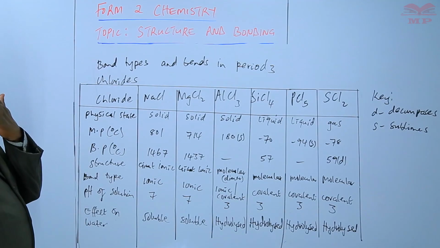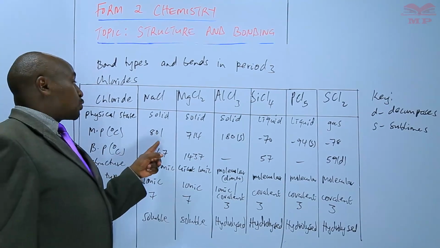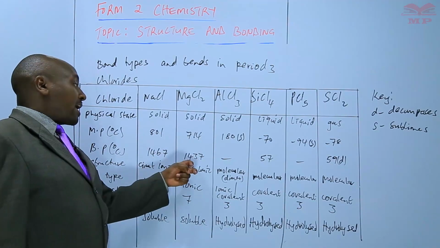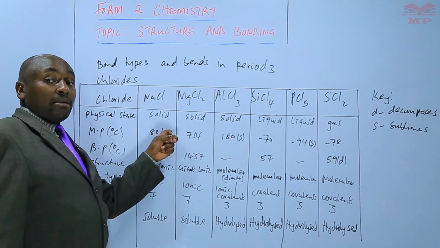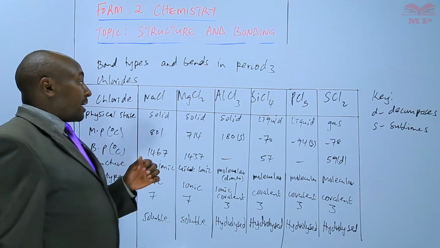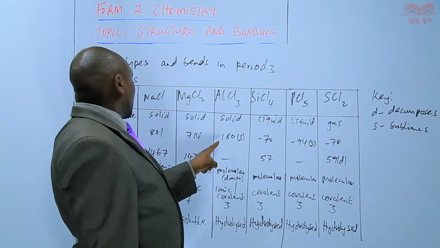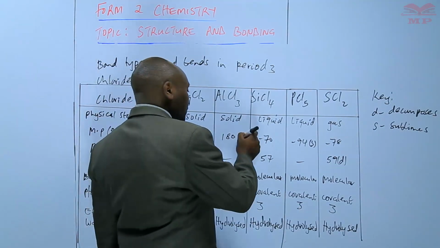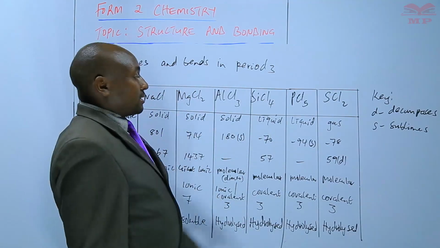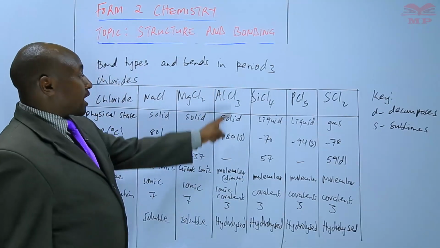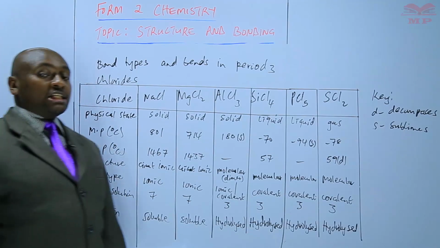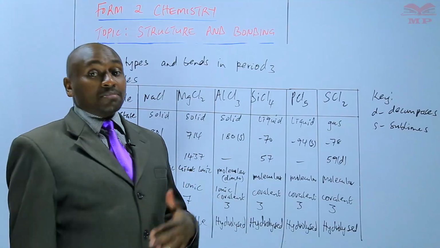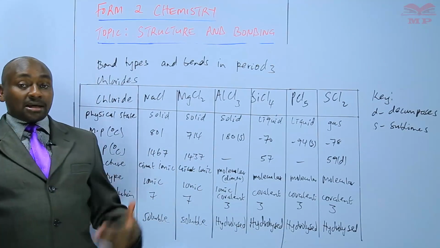In terms of the melting point, the first two, that is sodium and magnesium, their melting point and boiling point is high because of the strong ionic bonds. For aluminium chloride, the melting point is 180, at which it sublimes, hence the letter S. So we are saying that aluminium chloride sublimes on heating. And remember, in Form 1, it's one of the substances that we mentioned that it sublimes on heating.